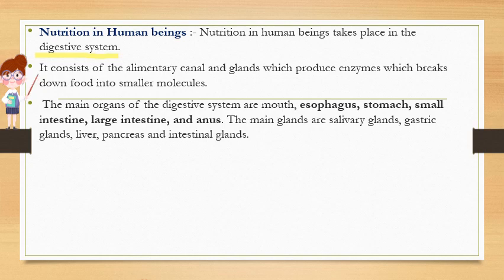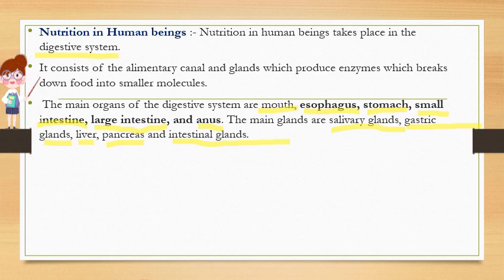What are the organs we have in our digestive system? Let us discuss. The first one is the mouth, followed by the esophagus. We have the stomach, small intestine, large intestine and anus. These are the organs involved in digestion. The main glands involved here are the salivary glands, gastric glands, liver, pancreas and intestinal glands. These are the glands involved in this process.